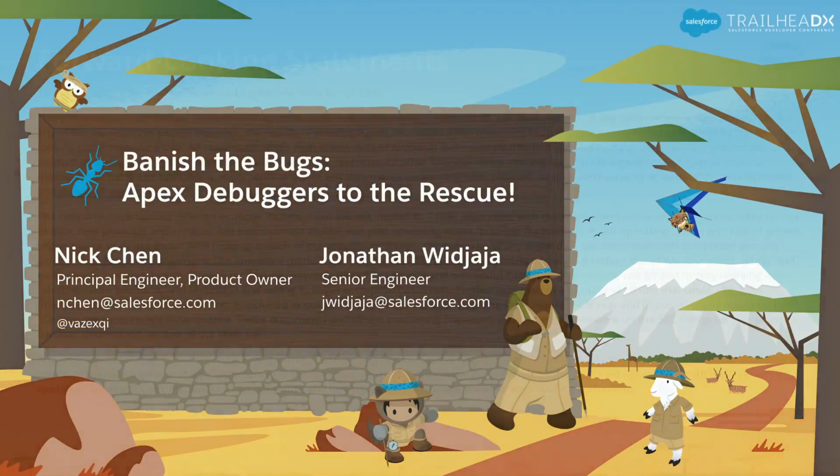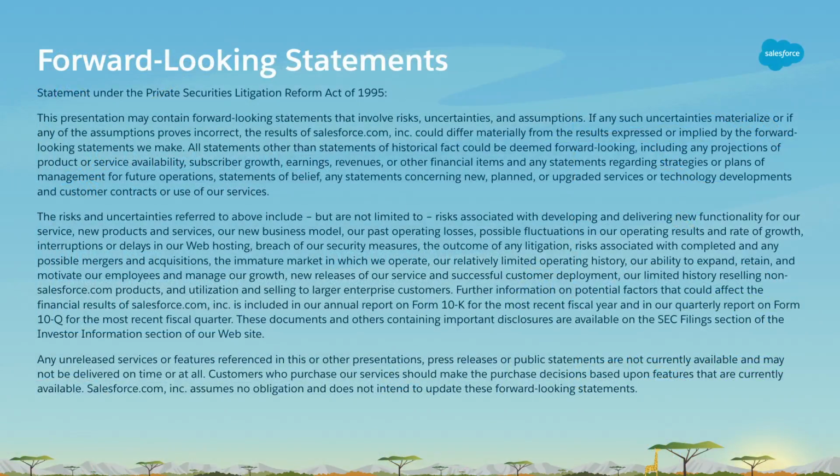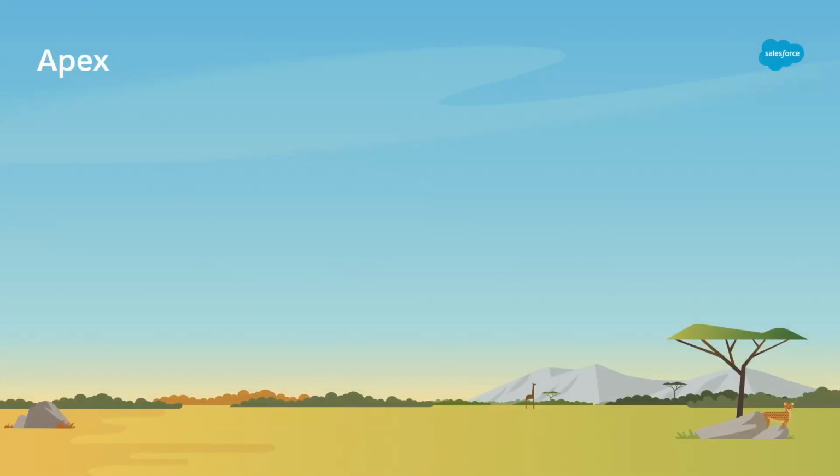Now, with that being said, the first slide that I have to show you is, of course, our forward-looking statements. Lots of text there, don't worry. What it means is that if you're making any purchasing decisions, please base them on products that we already have available today. We'll be showing you a lot of things that are yet to be available. They are very, very exciting, but they're coming soon. All right, now with that out of the way, let's get started.